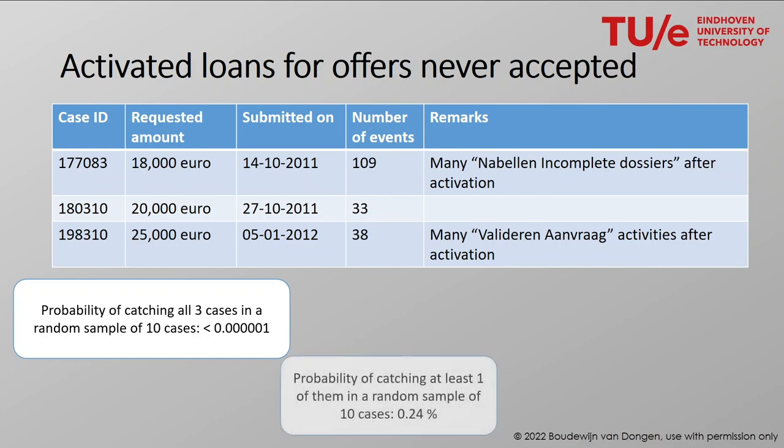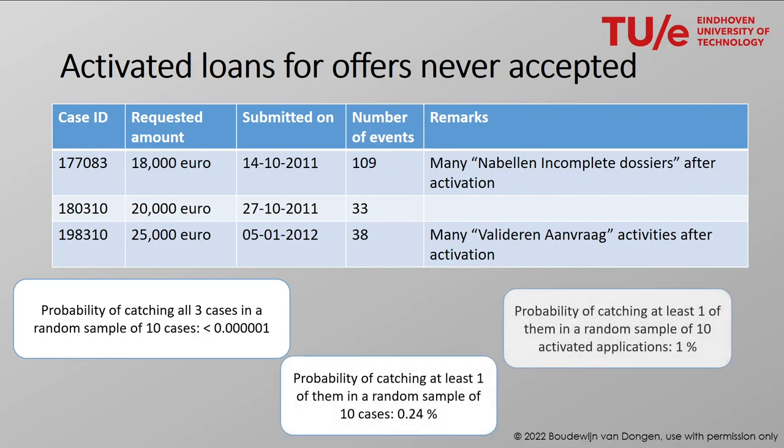There are 3 cases where a loan was activated and money paid, but the offer was never accepted. 3 loans totaling 63,000 euros. Especially the top one has 109 events, indicating that after the loan was activated, they tried to reach this customer by phone, saying, "We do not have your autograph for this loan, but we sent you 18,000 euros. Can you please send us an autograph?" For a very long period, they tried calling the customer. Not sure if they did in the end.